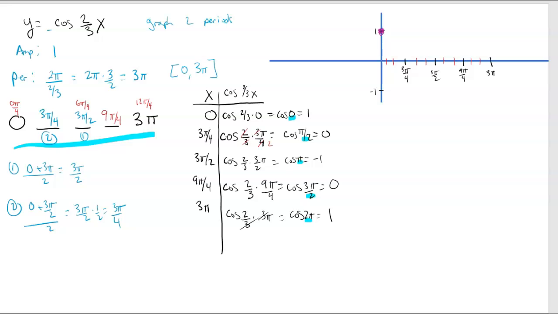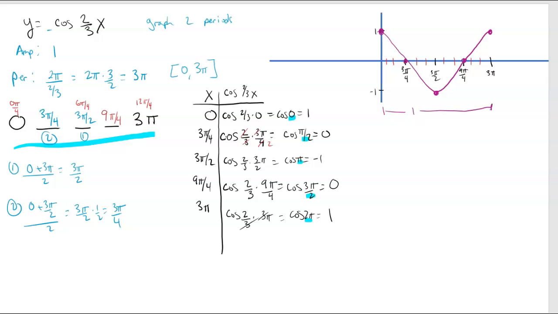So 0, 1, and then this is going to be at 3 pi over 4, 0. We're back down to -1, 0, and 1. Connect your graph. Okay. So again, this is one period from all the way from here to here.